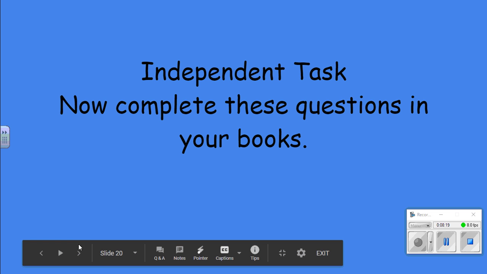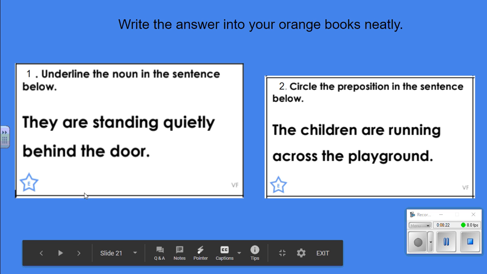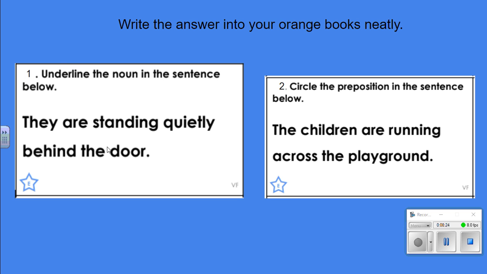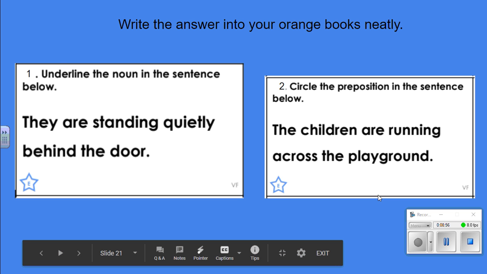So now it's time to do some independent work. So here are your questions. Number 1, underline the noun in the sentence below. So write this sentence, they are standing quietly behind the door, and then underline the word that you think is the noun in this sentence, okay? Not the preposition, we're looking at the noun in this sentence. And then number 2, circle the preposition in the sentence below. So write, the children are running across the playground, and then can you circle the preposition in this sentence? Pause the video while you write that out.